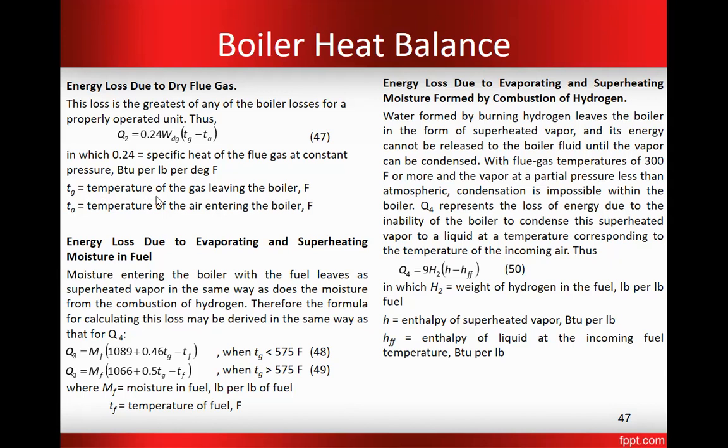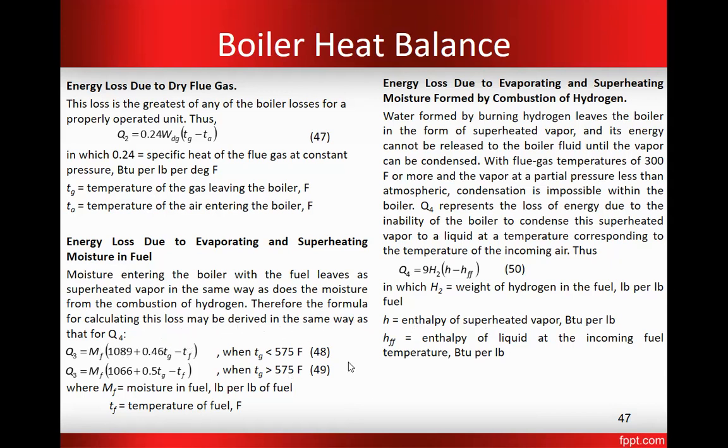T_G is equal to the temperature of the gas leaving the boiler. T_A is the temperature of air entering the boiler. Then, energy loss due to evaporating and superheating moisture in the fuel. So may losses yan, di ba? Kasi di mo naman kailangan ng moisture, so pagka-add ka ng heat, pupunta yung ibang heat doon sa moisture. Moisture entering the boiler with the fuel leaves as a superheated vapor in the same way as does the moisture from the combustion of hydrogen. Therefore, the formula for calculating this loss may be derived in the same way as that for Q4.